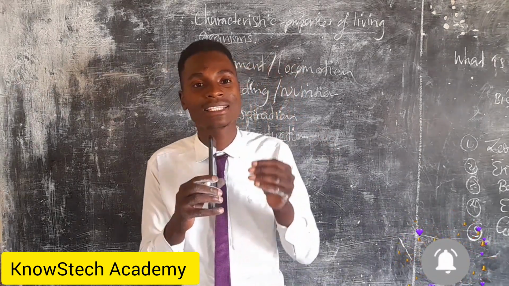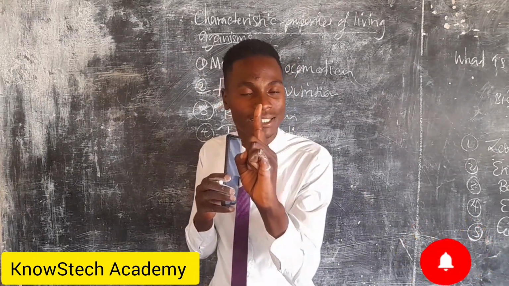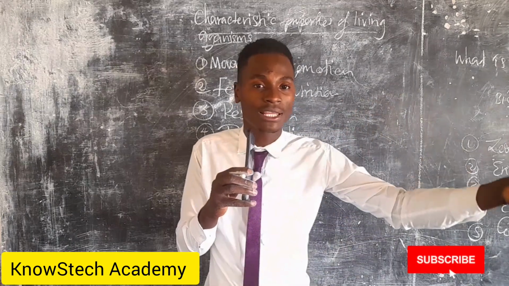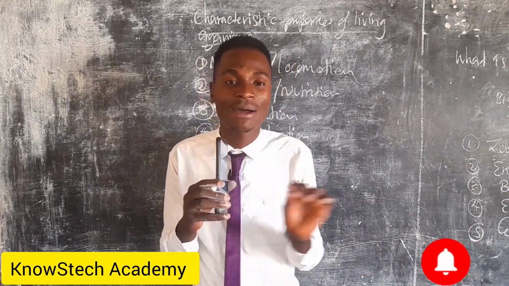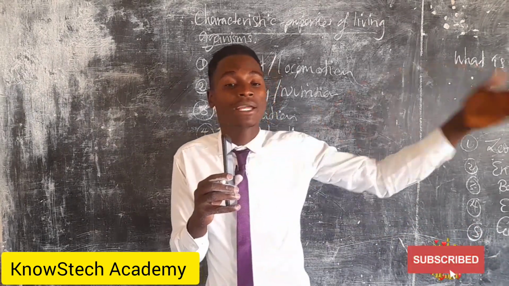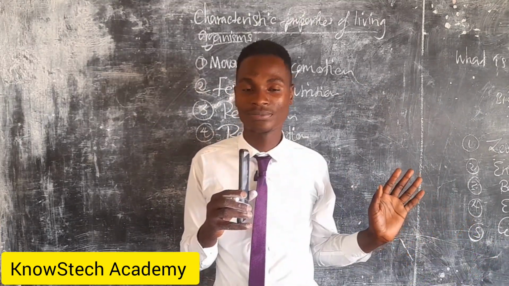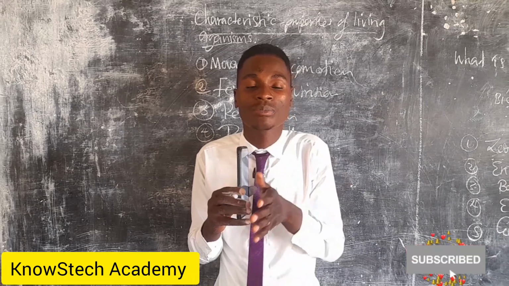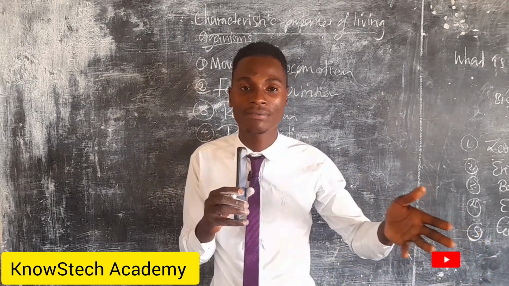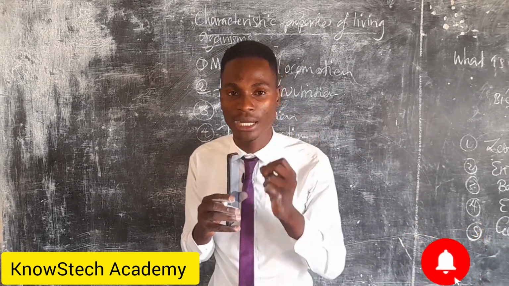Asexual reproduction is the type of reproduction where one parent produces offspring without fusion of gametes. So one parent doesn't need a mate or a partner to reproduce. That is asexual reproduction, like amoeba, binary fission, fragmentation. Those are examples of asexual reproduction.